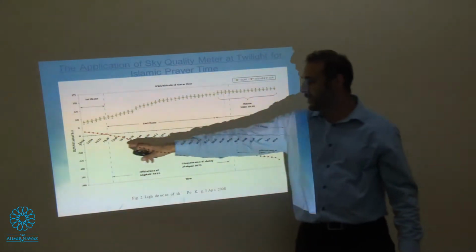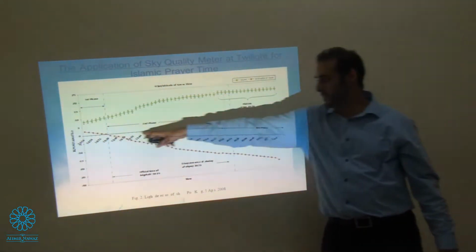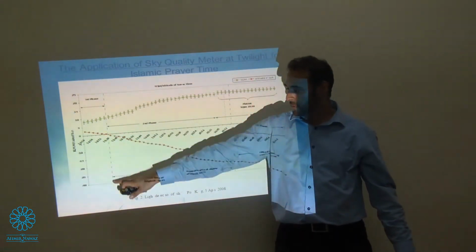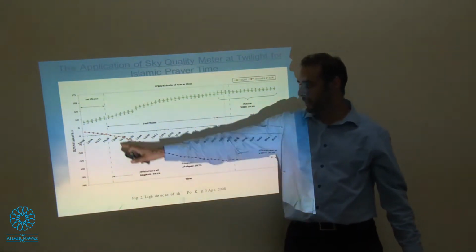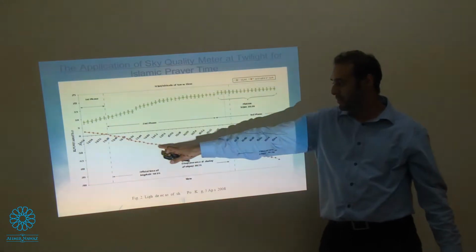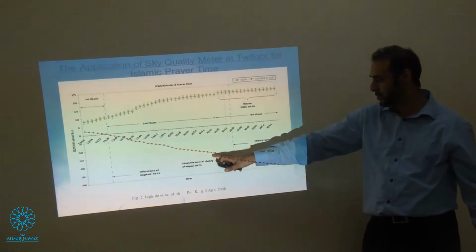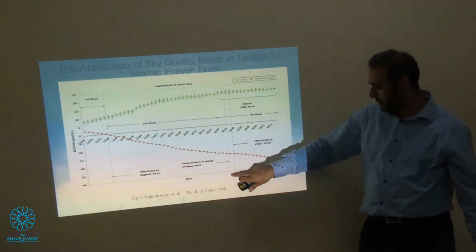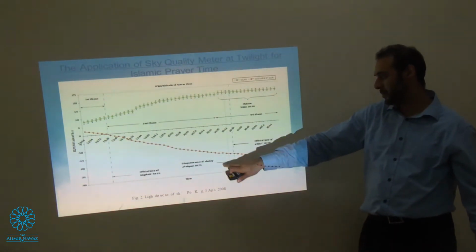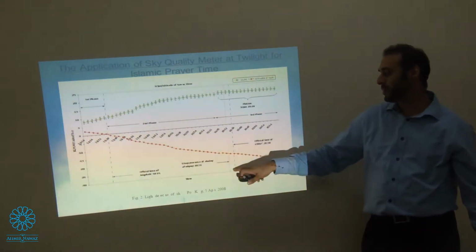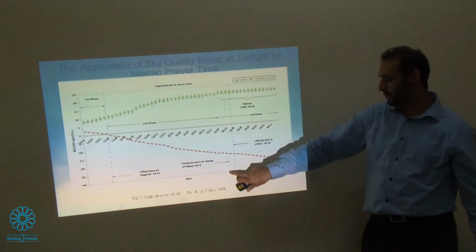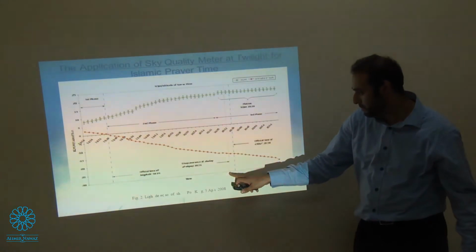Now again, if we look here, this is the horizon, 0 degrees. So the sun is gone down. This is the time for Maghrib, the official time for Maghrib. And as the sun moves down the horizon, 10 degrees, 15 degrees, 20 degrees, see, this is the disappearance of Shafaq Abiyad. So this is the disappearance of white twilight. At what degree is that?